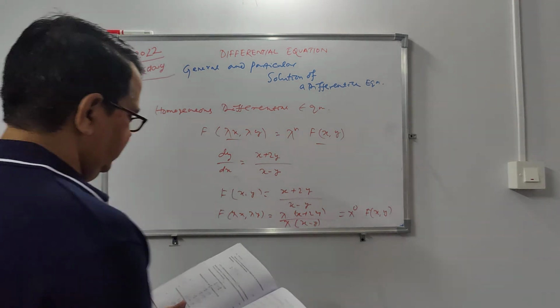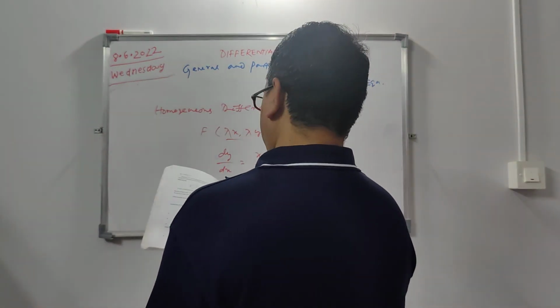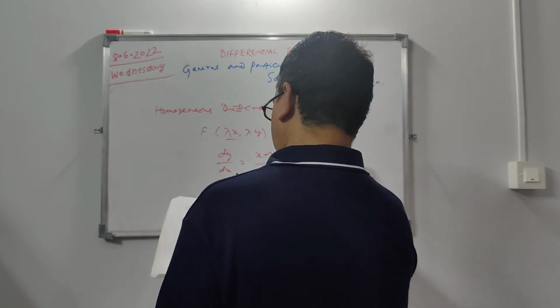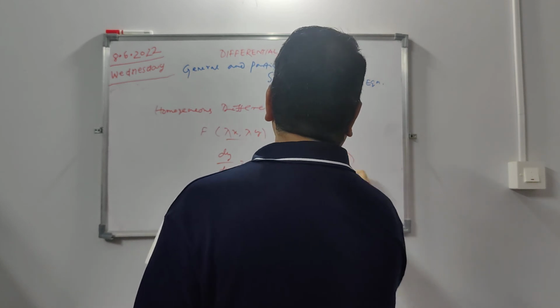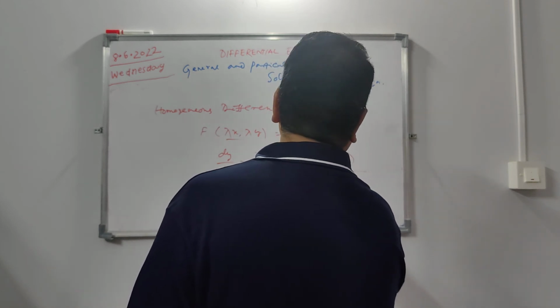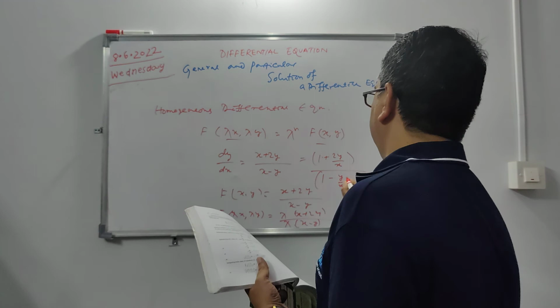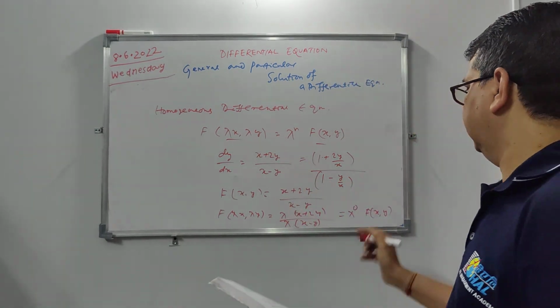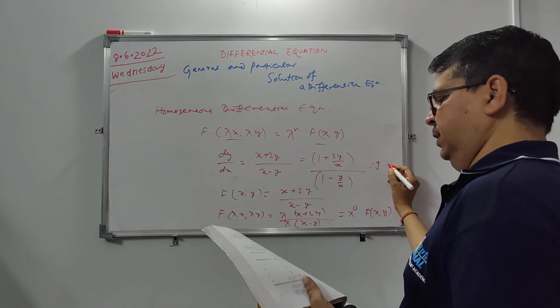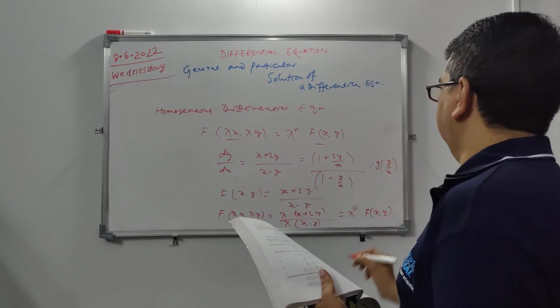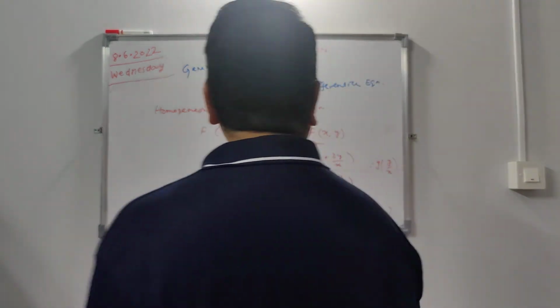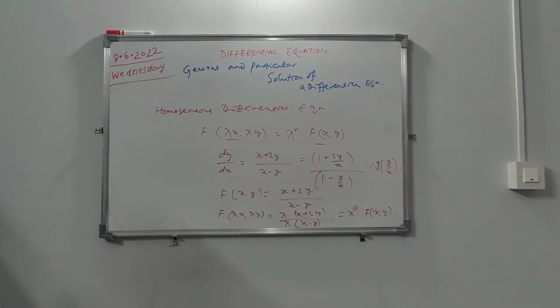Otherwise dy by dx you can write it as 1 plus 2y by x, divided by 1 minus y by x. You can write this equation like this, and this becomes g of y by x. So dy by dx is equal to g of y by x.